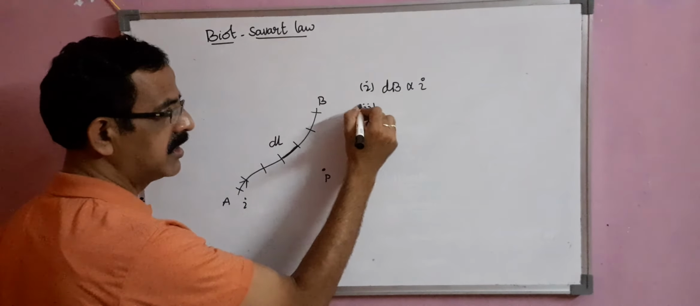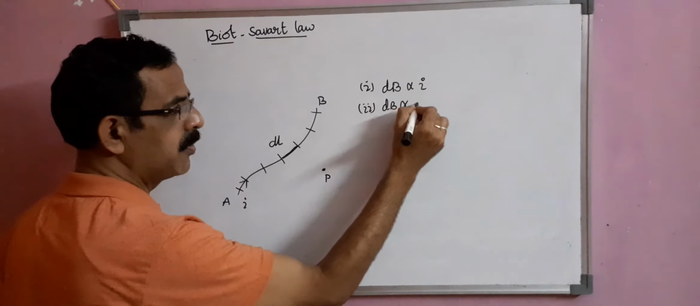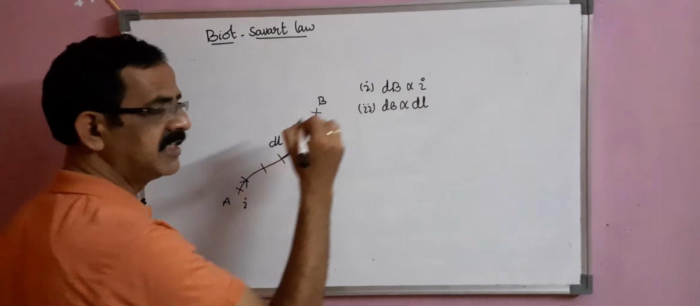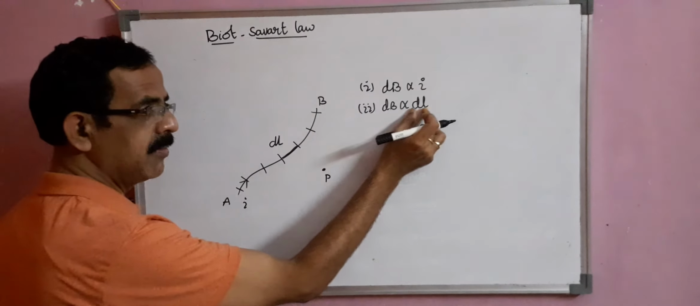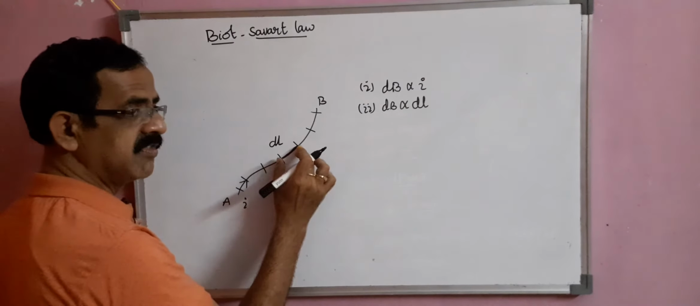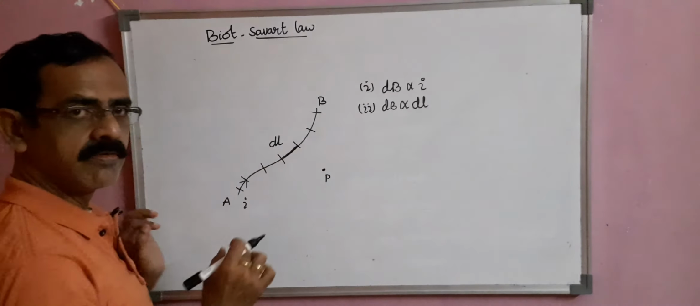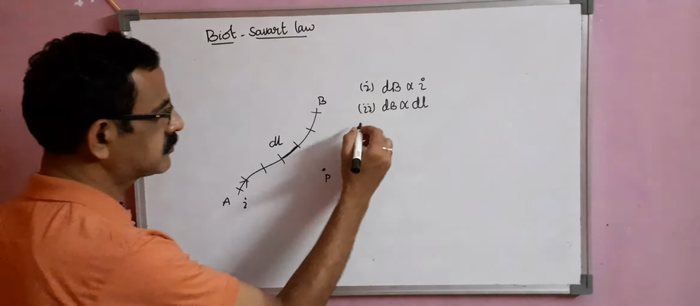And the second one is the magnetic field is directly proportional to the length of the element under consideration. When the size of the element is increased, more magnetic field is produced. When the size of the element decreases, the magnitude of the magnetic field also decreases.